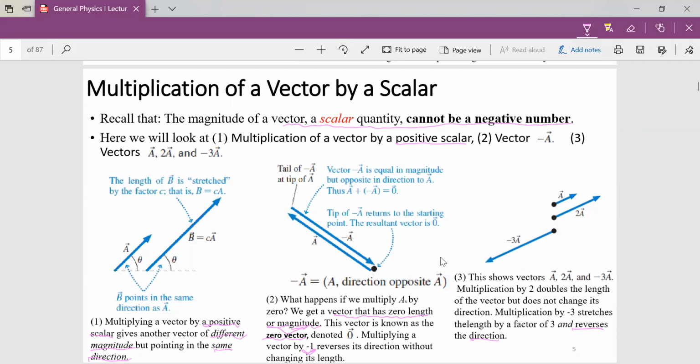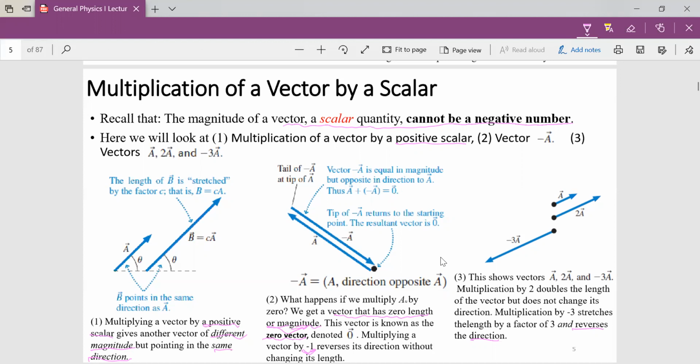Scalar quantities are quantities that have magnitude without direction. And the unique thing about scalars, in terms of vectors, is that they cannot be negative. We kept emphasizing this: the magnitude of a vector cannot be negative, because a negative sign in a vector description is just telling us the direction of that vector, okay? And we have seen the components and signs that help in the description of the direction of a vector.